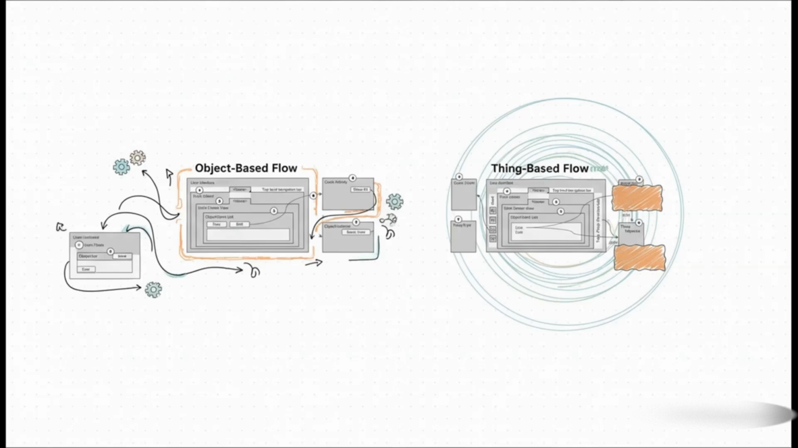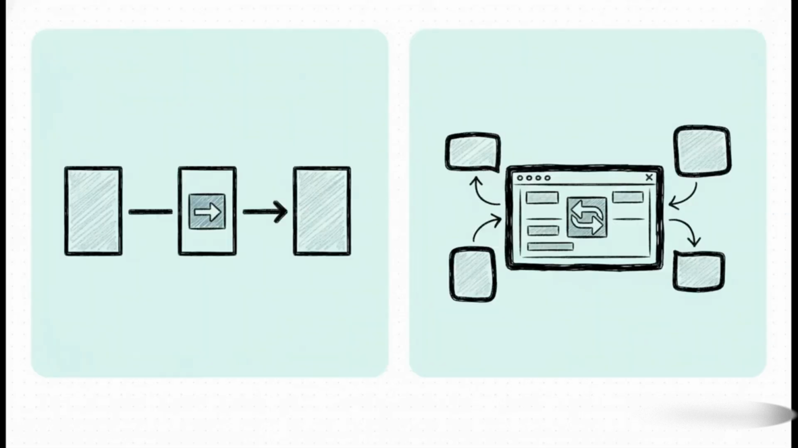I mean, look at the left. The object-based flow is a journey, right? You move from a work center to a list, and then you navigate away to a totally separate screen to do something. But look at the right, the thing-based flow is so much more centralized. The user stays put on that main list, and tasks just happen in these pop-up overlays and slide-in panels.